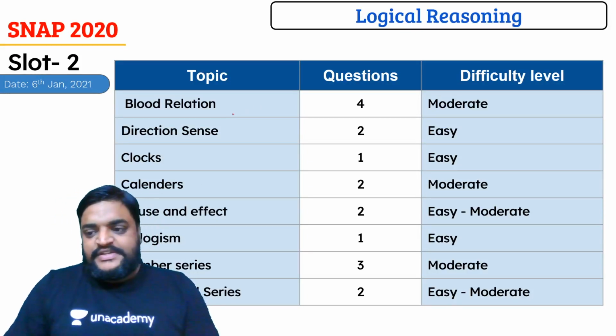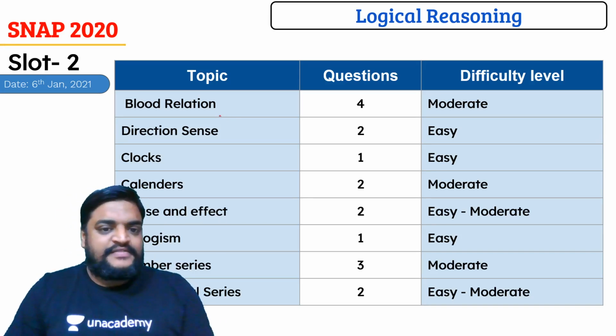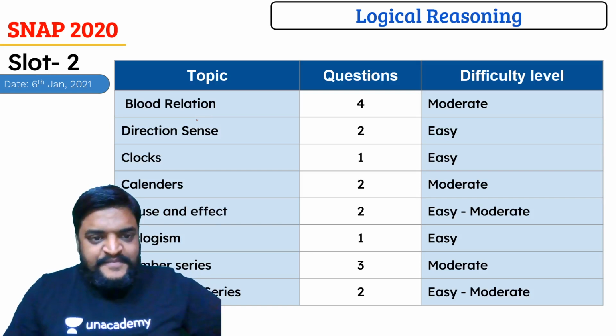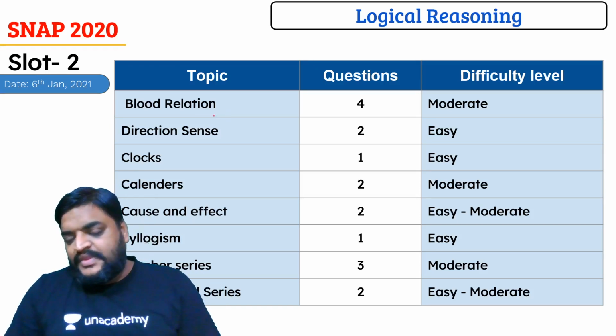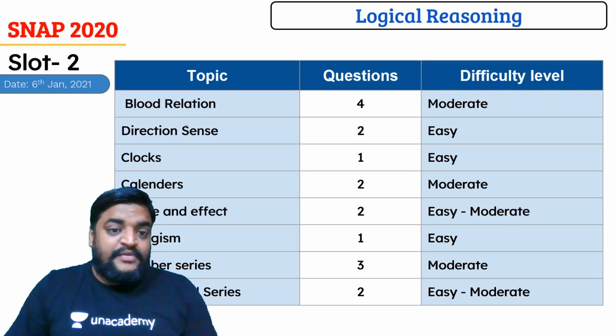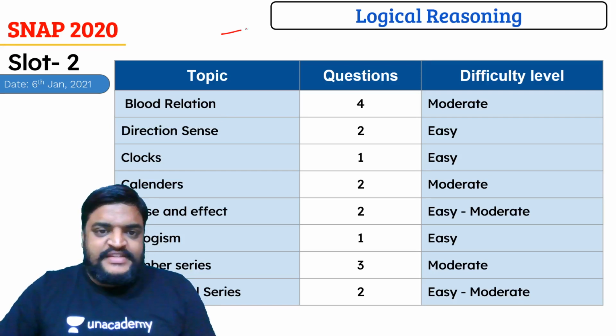Now without wasting much of our time, as promised, I'll analyze the entire second slot of SNAP 2020 which happened today in not more than 5 to 7 minutes. So let's come to the point. All of this data has been collected from my students who attempted the paper today. So let's start with logical reasoning.